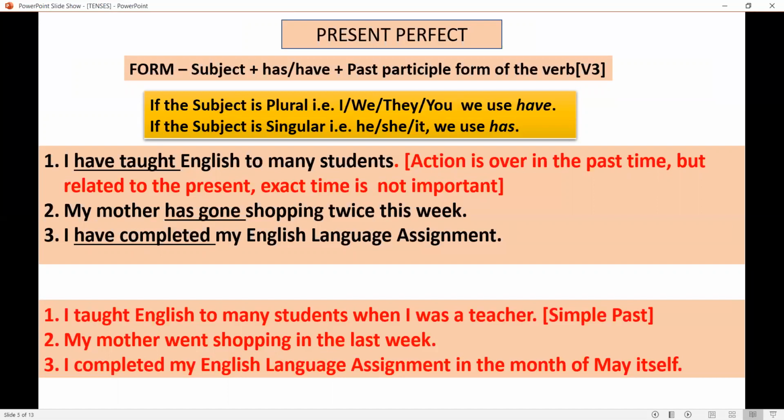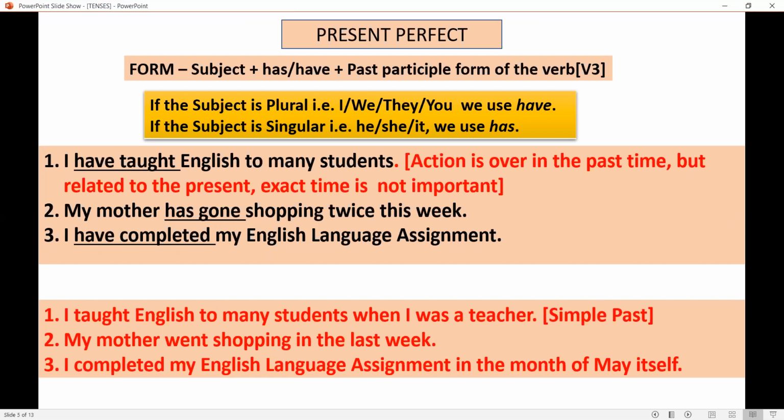I have taught English to many students. See, over these years, I have taught English to many students. Maybe I'm continuing even now. All right. Next example. My mother has gone shopping twice this week. So this action is also over, but it is related to the present.